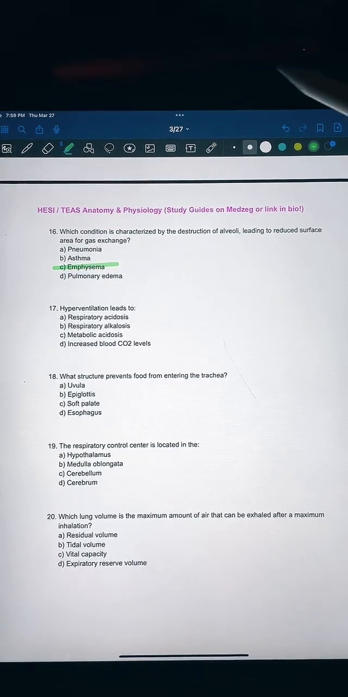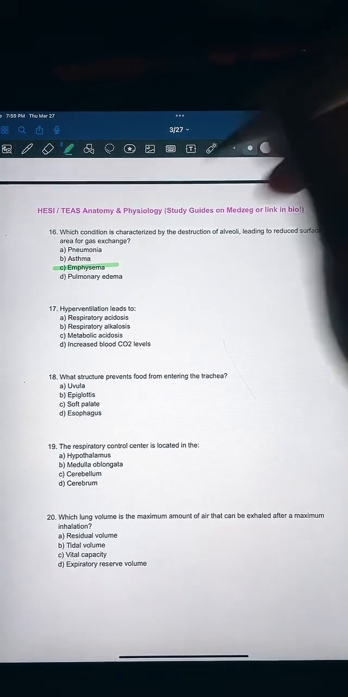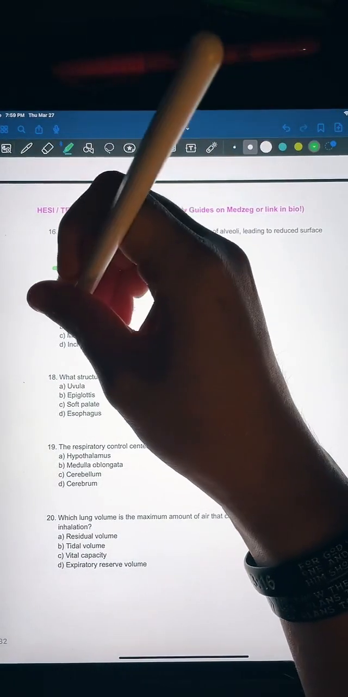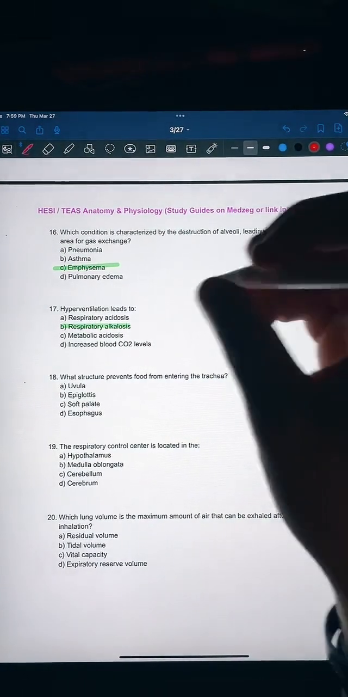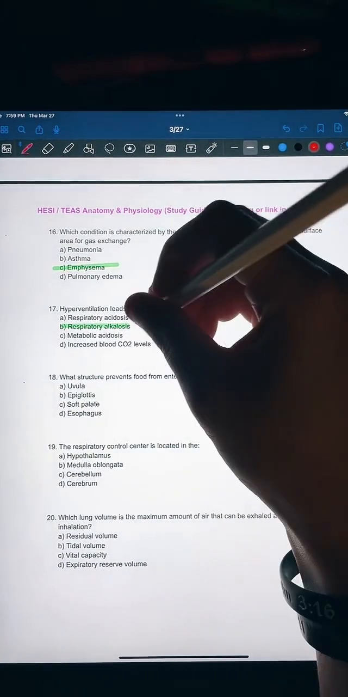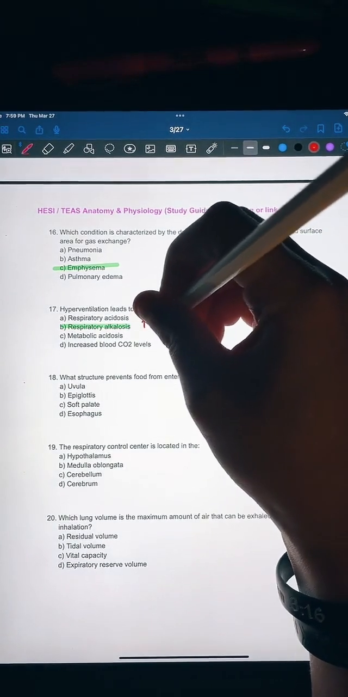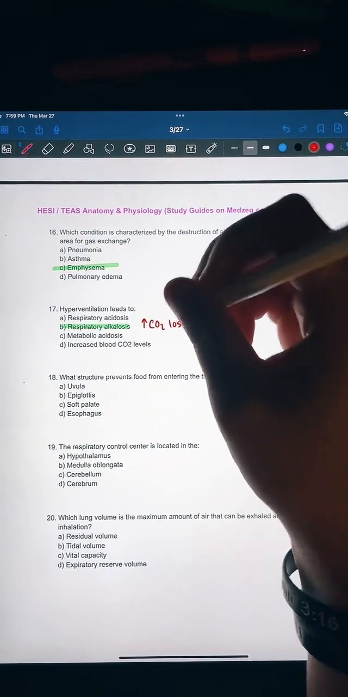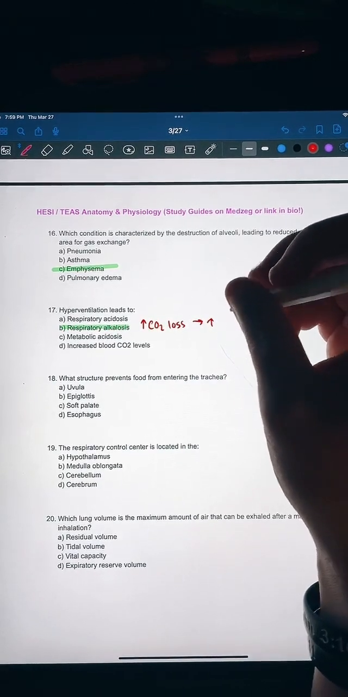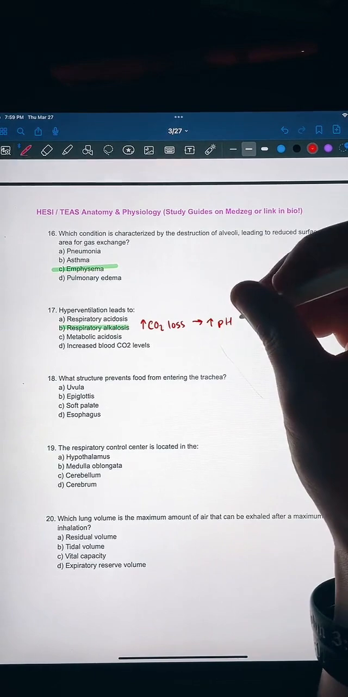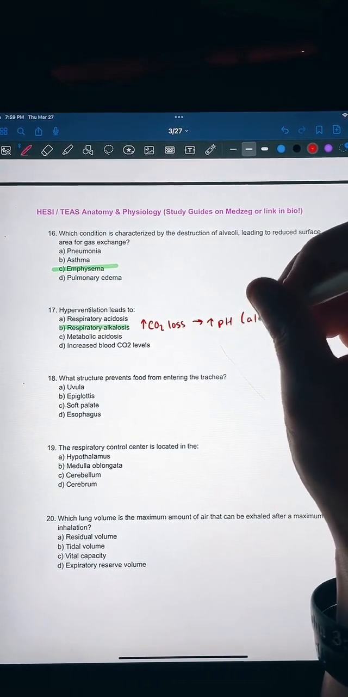But number 17, hyperventilation leads to B, respiratory alkalosis. So hyperventilation would cause excessive CO2 loss, so we would increase CO2 loss, which would increase our pH, making it more alkaline.